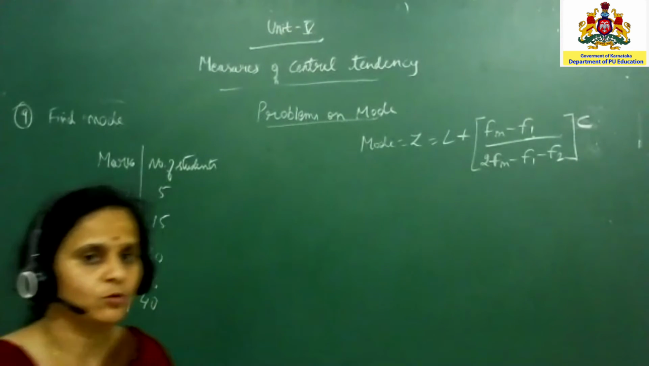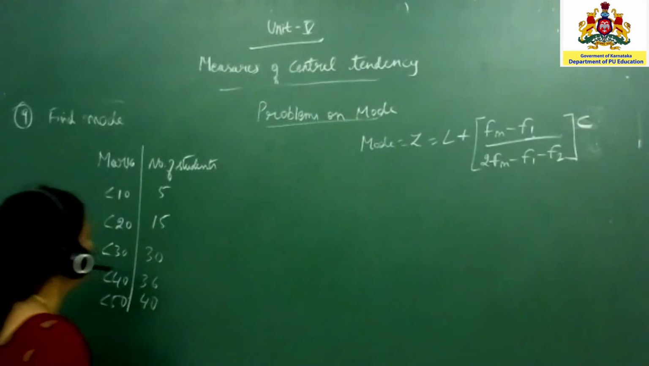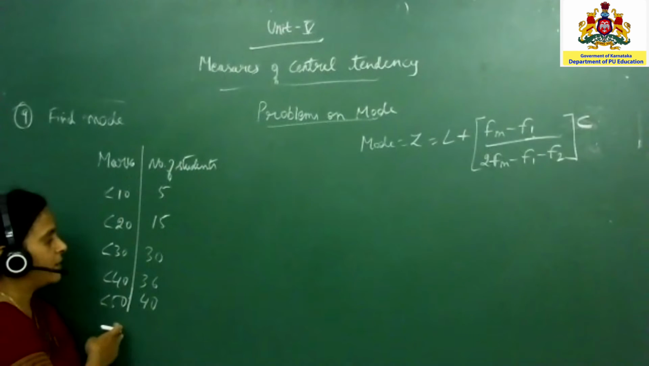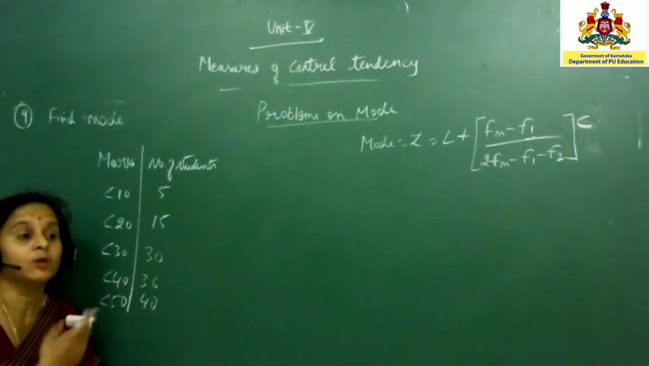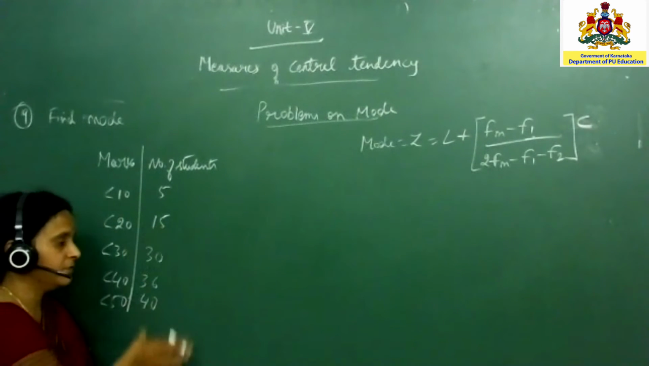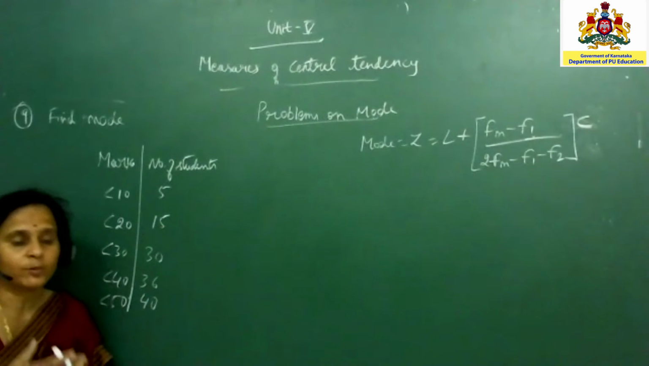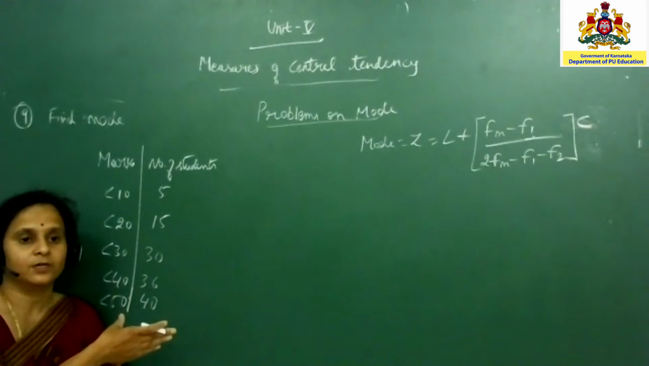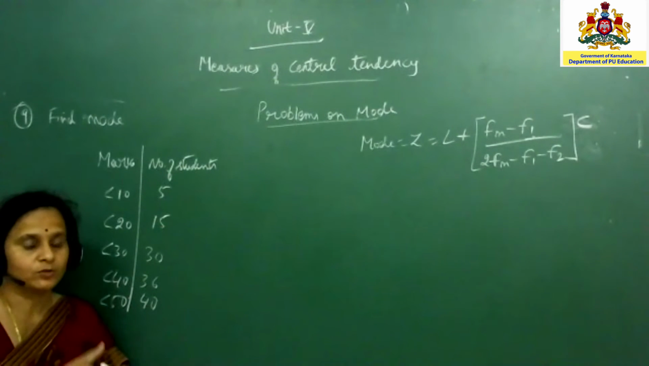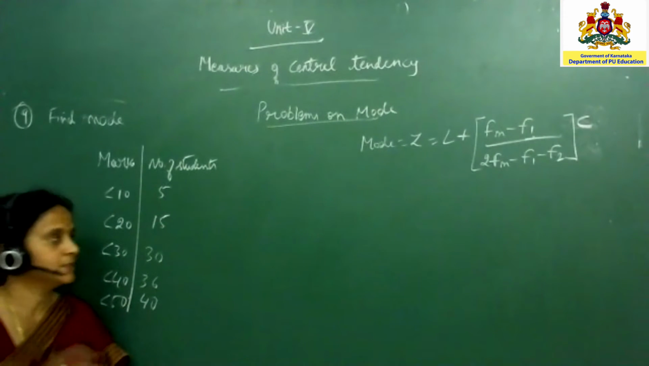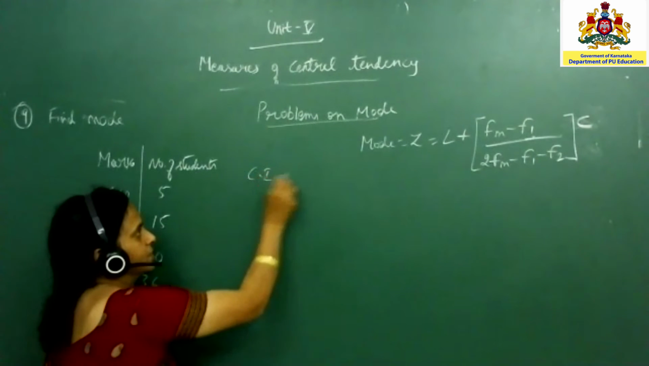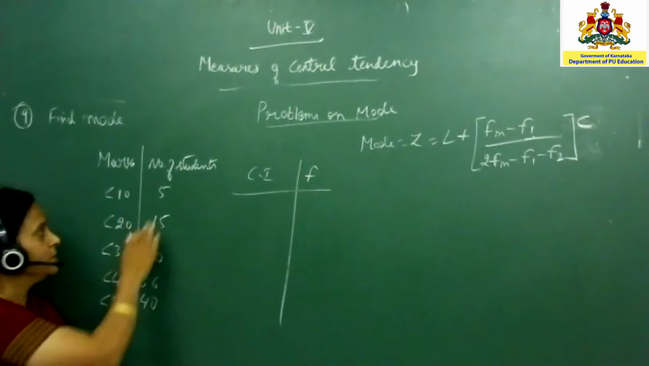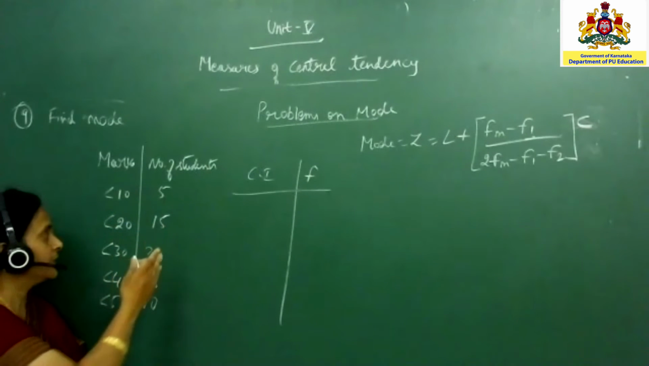Okay, next problem on mode. You have to find the mode. This is the given data, the given problem. All the values are of the less than, below type. Whenever it is a below or above type of problem, whether it is mean, median or mode, we have to convert to the normal form, that is exclusive class interval and frequency. So I'll start with the conversion to class interval and frequency. As it is below values, I'm going to start with the class interval less than 10.